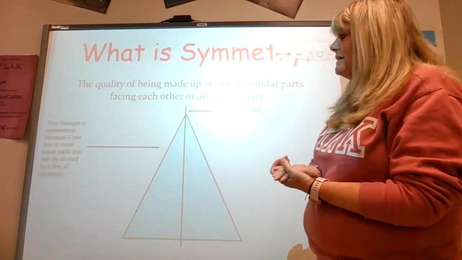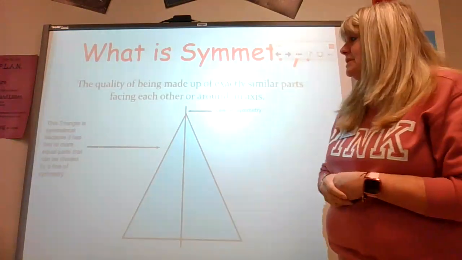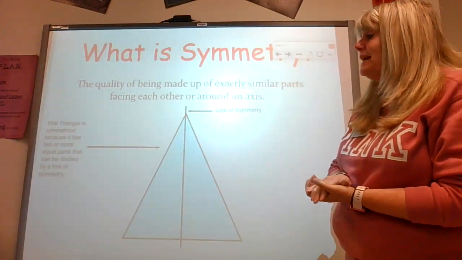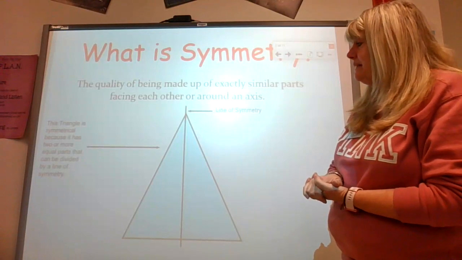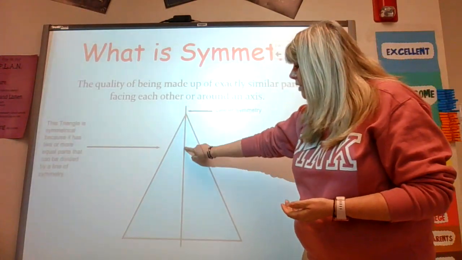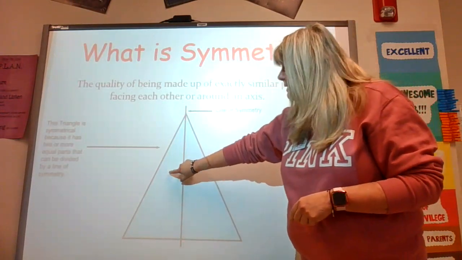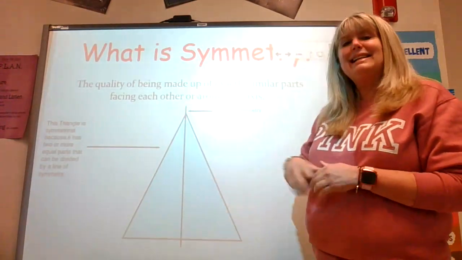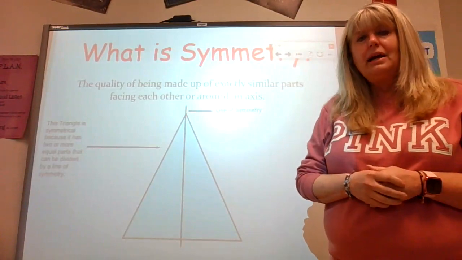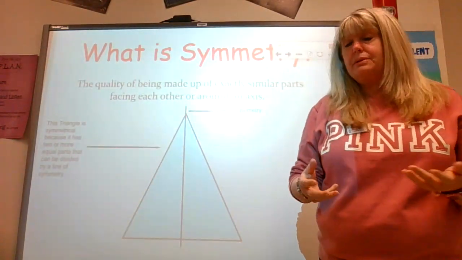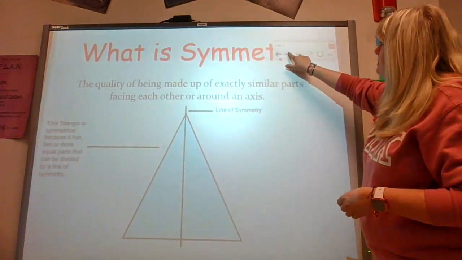This triangle is symmetrical, and that's the word that we use. This triangle is symmetrical because it has two or more equal parts that can be divided by a line of symmetry. So this is called the line of symmetry right here. And you notice this side looks exactly the same as the other side. And that's why this figure is considered symmetrical. Let's move on.